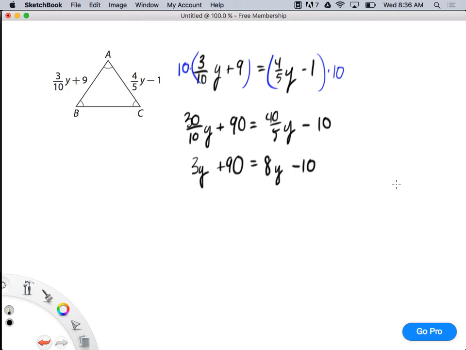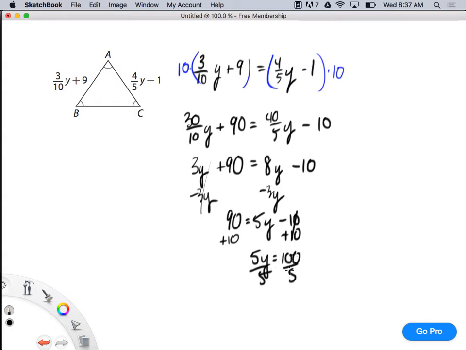Good. So you see, by multiplying by the least common multiple of the denominators, I always end up canceling out the denominators. Then I just solve as usual. Subtract 3y from both sides. 90 equals 5y minus 10. Add 10 to both sides. I get 5y equals 100. Divide both sides by 5. y equals 20.